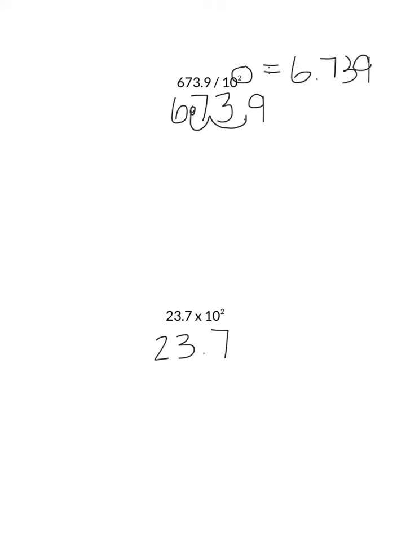This one down here, 23 7/10 times 10 to the second power. We're multiplying, so we're going to move our decimal 2 to the right. So we're going to pick it up. We're going to move it 1, 2, put in our placer zero. So this one is going to be 2,370.